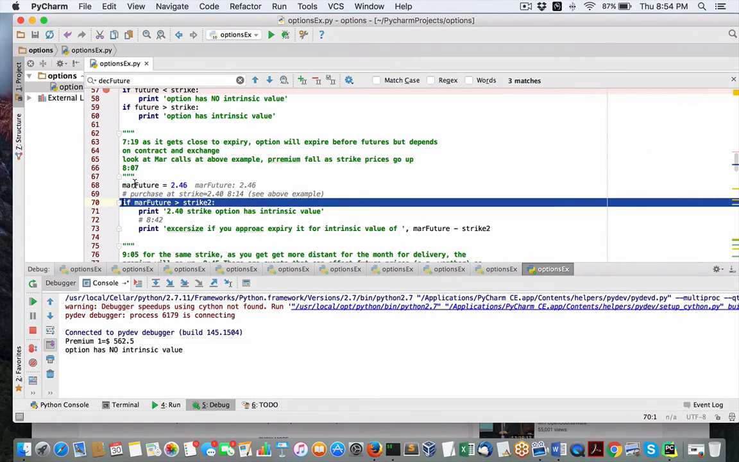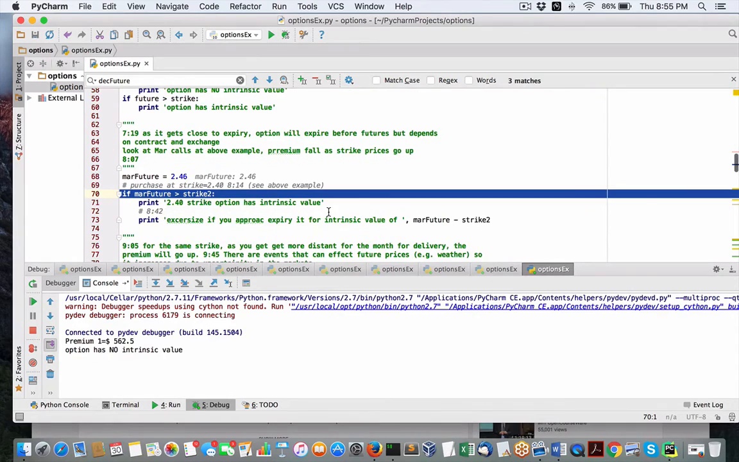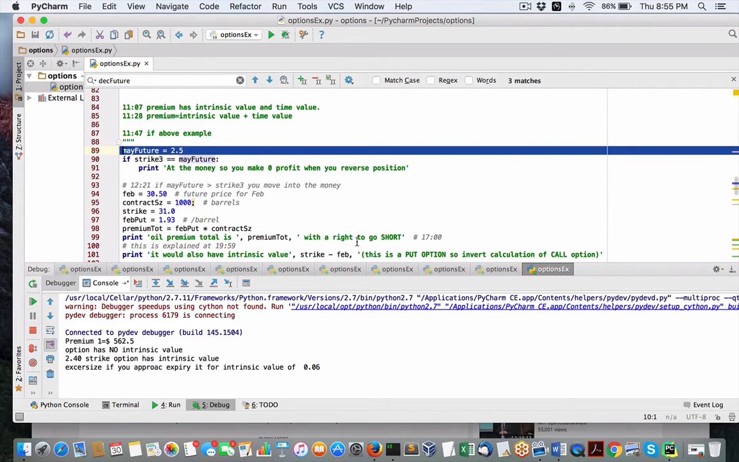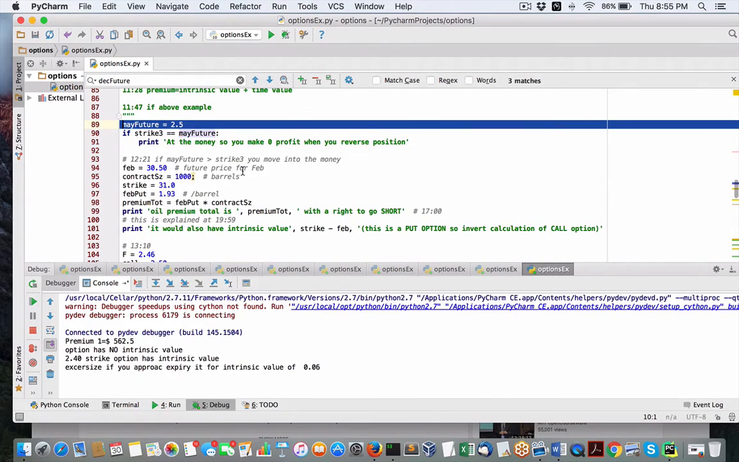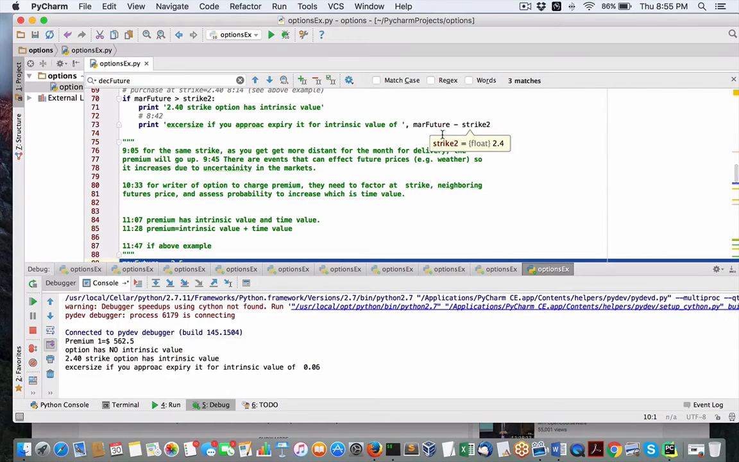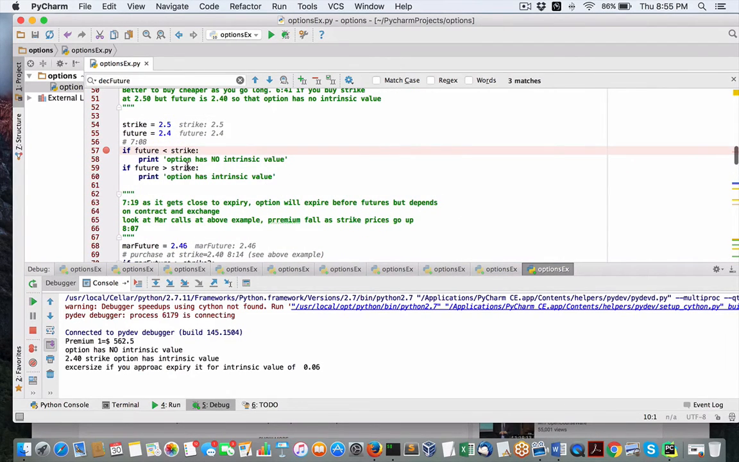So we set our March future at 246. Our second strike price that we're playing with is at 240. For the March future and the call, if the future is greater than the strike price for a call, then it has intrinsic value. The future is greater than the strike, so there you go, it does have intrinsic value. Typically what you do is exercise as it approaches expiry, where the intrinsic value is equal to 6 cents. That's the difference: the March future minus the strike price, that's for a call.